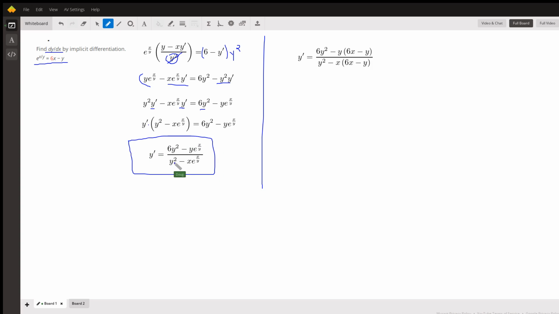Now let's make note of the fact that e to the x over y is 6x minus y. So if you wanted to, you could replace these e to the x over y's with 6x minus y. And if you wanted to, you could even distribute the y, distribute the x, and probably write the terms in descending order. Okay, so there's one possible answer.